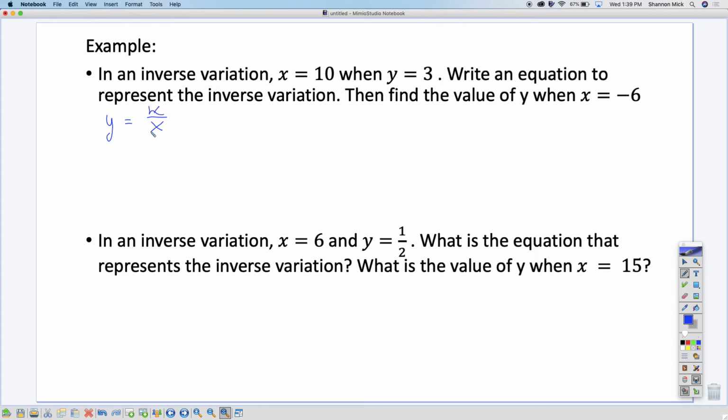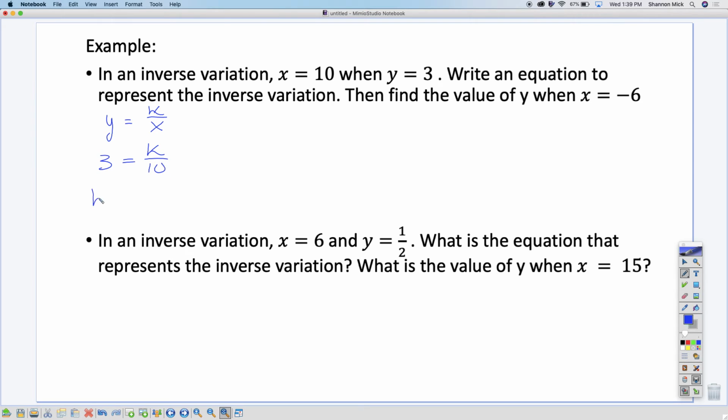So equations have X's and Y's in them, don't they? So what do I need to solve for? They gave me an X, they gave me a Y, I need to solve for K. So how do I do that? I plug it in the equation, right? So it's 3 equals K over 10.